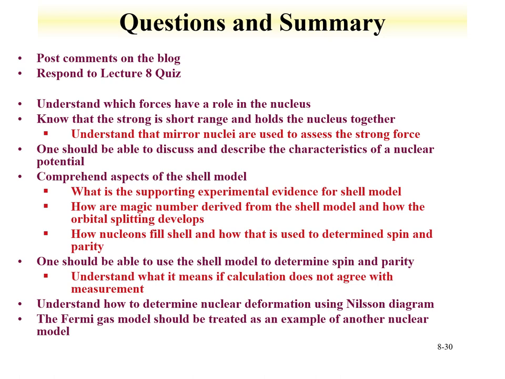Nuclei with single unpaired nucleons have half-integer spins, while nuclei with two unpaired nucleons have whole integer spins. One should be able to use the shell model to determine spin and parity, and you should understand what it means if the calculations using the shell model do not agree with experimental evidence. You should understand how to determine nuclear deformation using Nilsson diagrams. The Fermi gas model was described in this lecture. However, one should just treat this as an example of another nuclear model. You won't be asked to go into the Fermi gas model in detail or utilize some of the equations that were discussed.